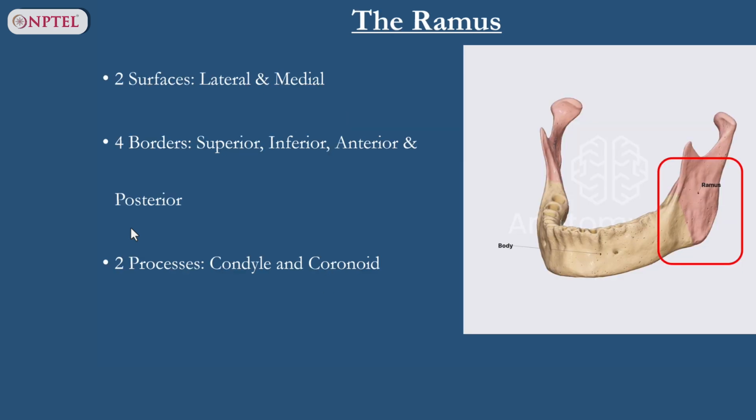The ramus of the mandible has two surfaces, lateral and medial, and this ramus is sandwiched between two strong muscles, the masseter on the lateral side and the medial pterygoid on the medial side. The ramus has four borders: superior, inferior, anterior and posterior. The two processes, that is the condyle and coronoid processes, are present at the superior border of the ramus.